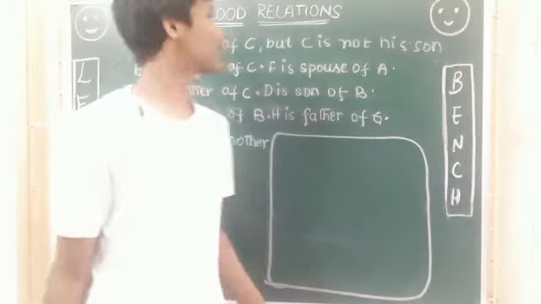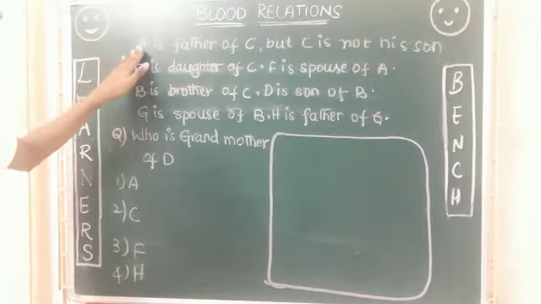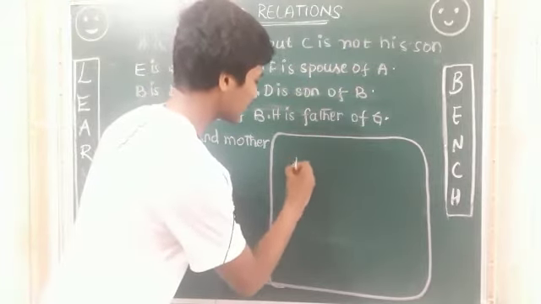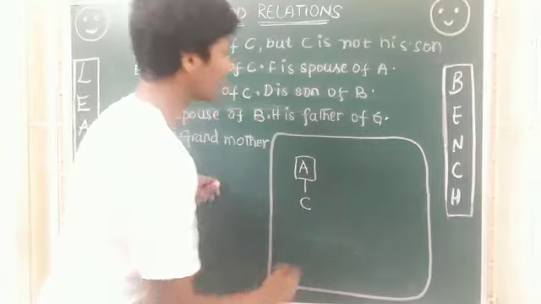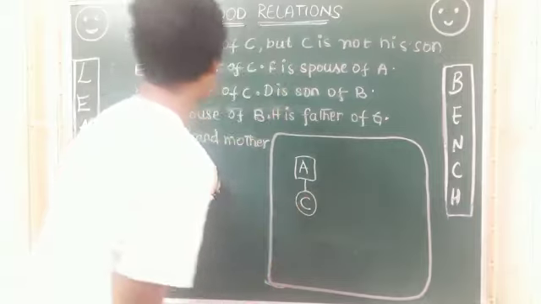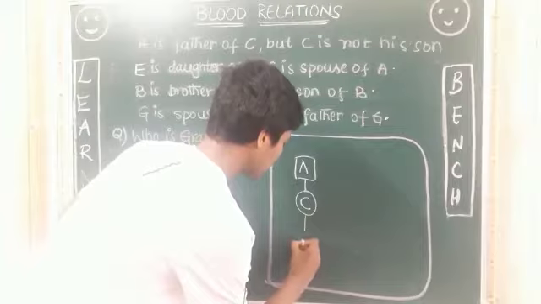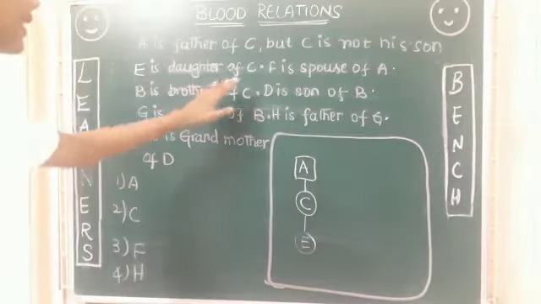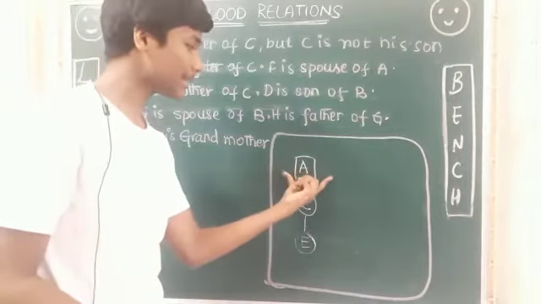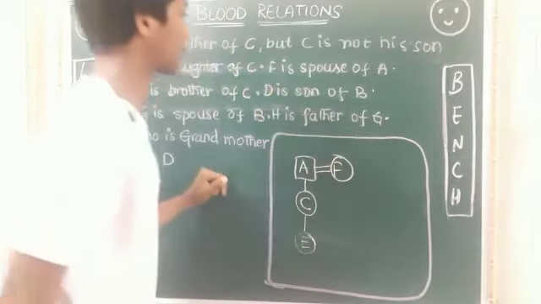Now let's do some questions. There is given information and we need to solve this question. A is father of C, but C is not his son. Given that A is father of C, if C is not his son, C will be the daughter of A. E is daughter of C. F is spouse of A. Spouse means wife here, because A is a male, so F will be wife of A.